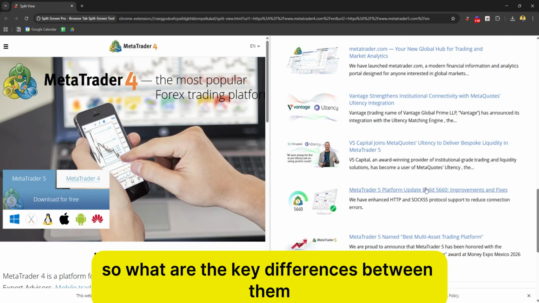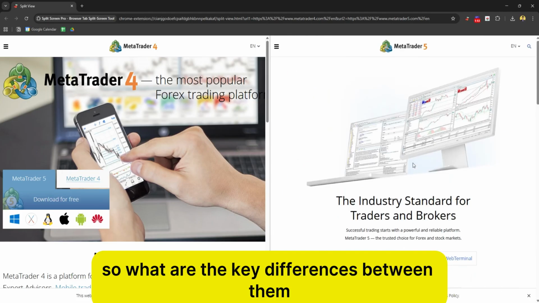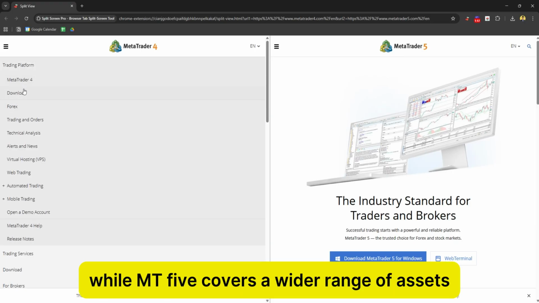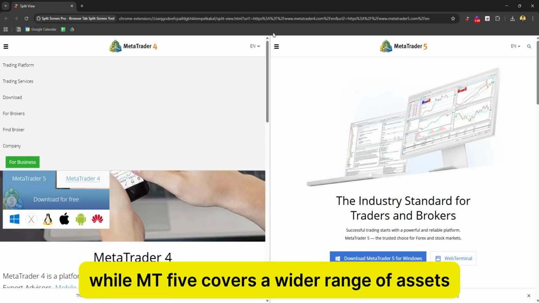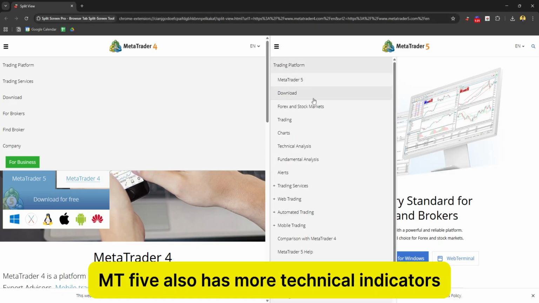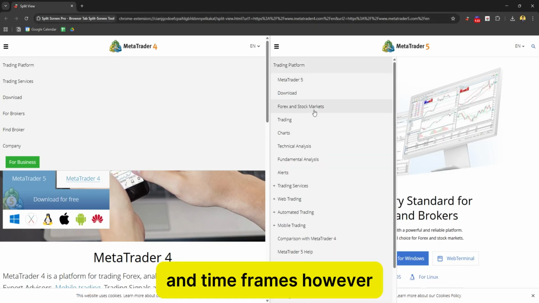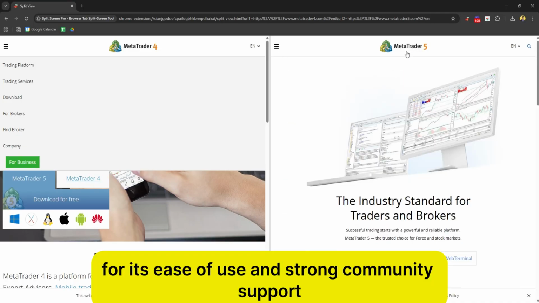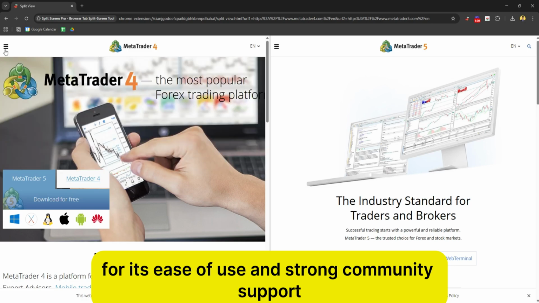So, what are the key differences between them? MT4 is focused mainly on forex trading, while MT5 covers a wider range of assets. MT5 also has more technical indicators and time frames. However, MT4 is still favored for its ease of use and strong community support.